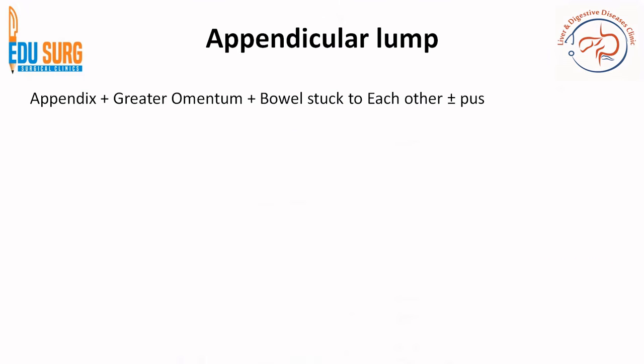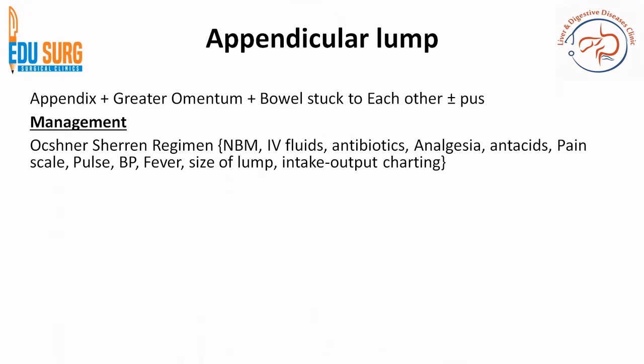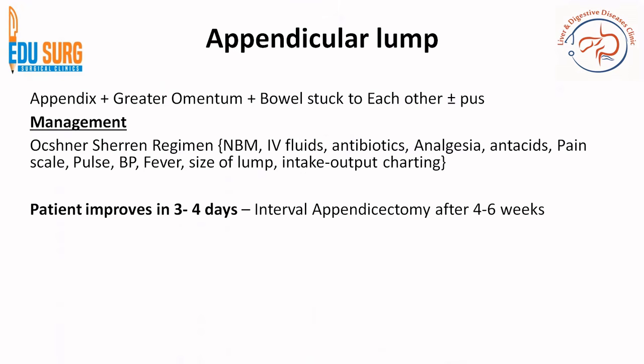So coming to appendicular lump, as we have already discussed, it is basically appendix, omentum, and bowel stuck to each other with or without pus. So it can be phlegmon or it can be abscess. Management is the Ochsner-Sherren regimen we have already discussed. If the patient improves in 3 to 4 days, we still recommend interval appendicectomy after 4 to 6 weeks.